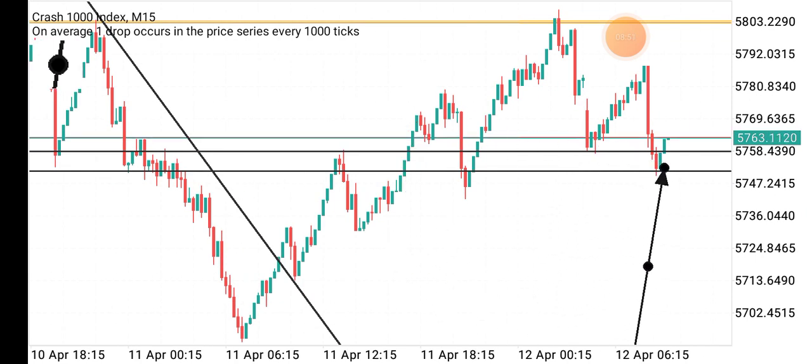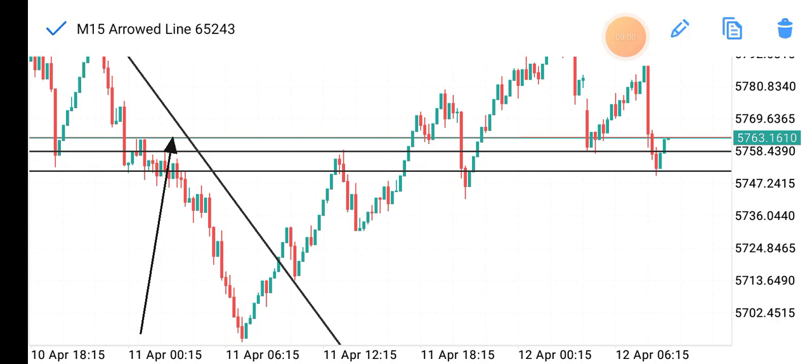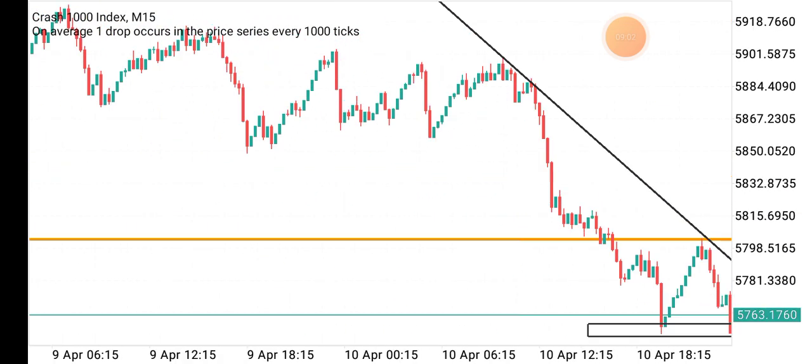Then you want to see the market coming back to where there were previous major buys, then you find an entry and go into the trade. So guys, this strategy really works. All it requires is patience.